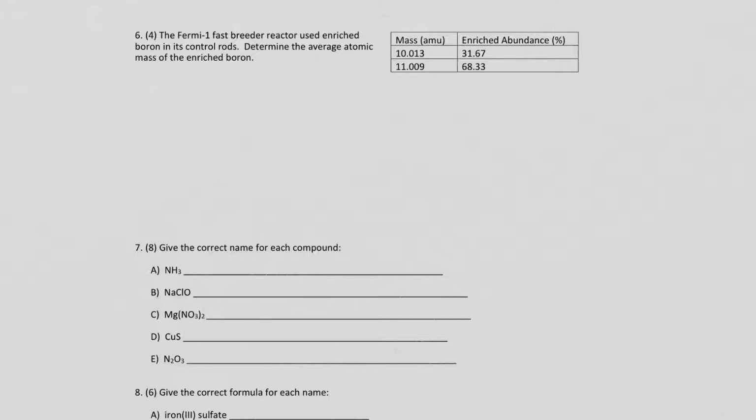So we are going to say we have 10.013 AMU times, this is a decimal, our percent as a decimal, times 0.3167, plus 11.009 AMU times 0.6833. And actually, that just gives us our answer right there at 10.69 AMU.